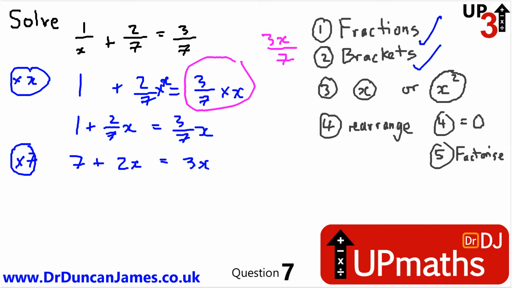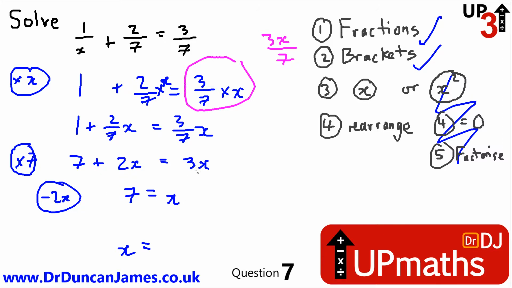Are there any brackets? No. Is there an x? Is it an x or an x squared? It's an x. All we need to do is rearrange it until we get x equals. So let's minus 2x from both sides. That gives us 7 equals x, because we're trying to bring the smaller to the bigger number of x's. But that's the final answer.